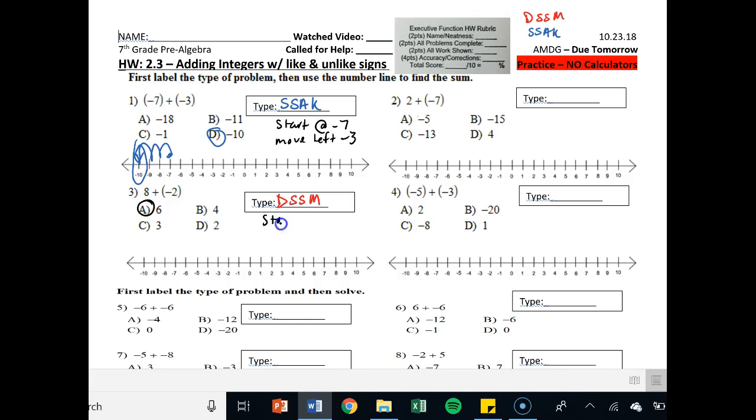I will say I start at 8 and move left 2, right? So I start at 8 right here and move left 2: 1, 2. Look at that. The number line proves 6 is correct. I'd pause the video right now and try to do 2 and 4, show all work just like I have.